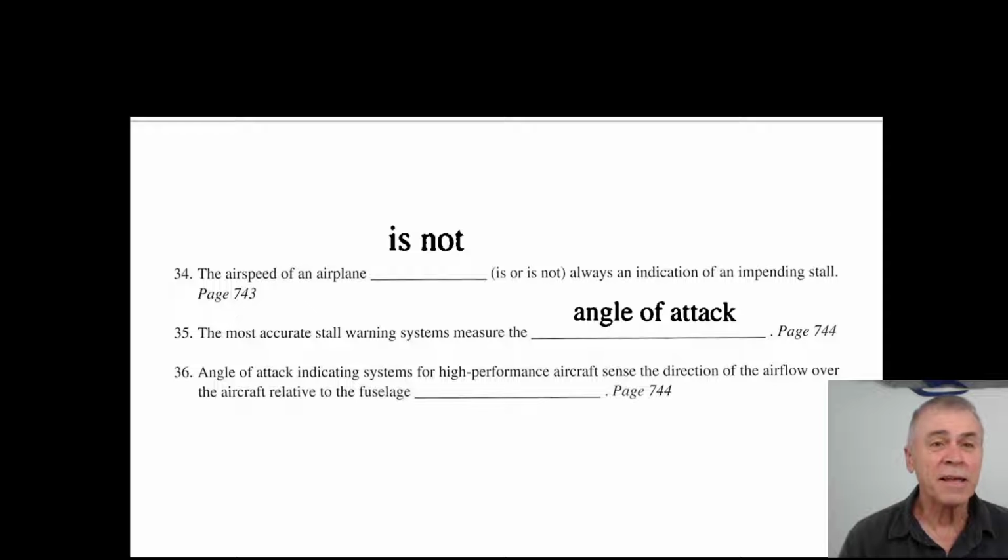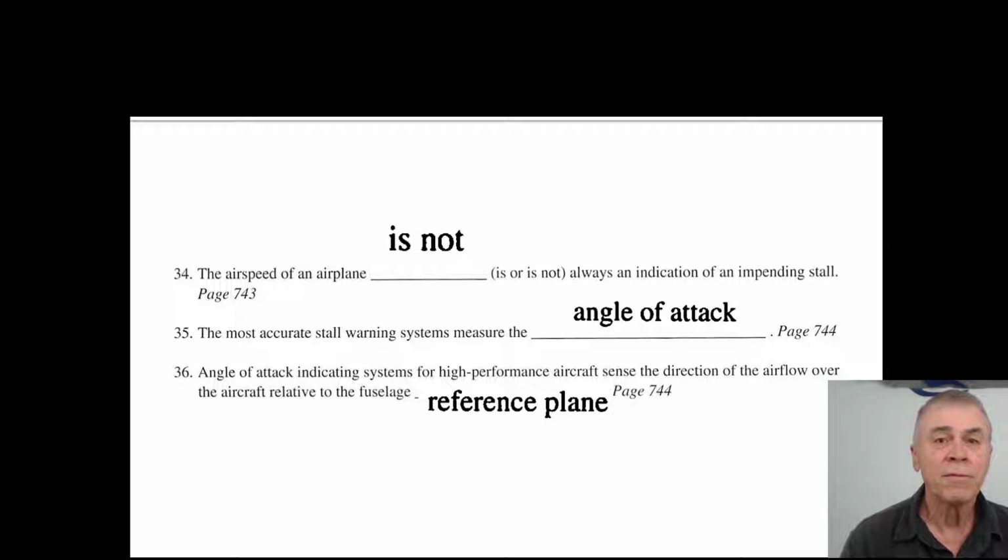Angle of attack indicating systems for high performance aircraft sense the direction of the airflow above the aircraft relative to the fuselage. Well, there we go with reference plane. I was going to say angle of attack as soon as I saw it, but I thought maybe it was a little different. The most accurate threw me off a little bit, but I can see why it would be the most accurate.